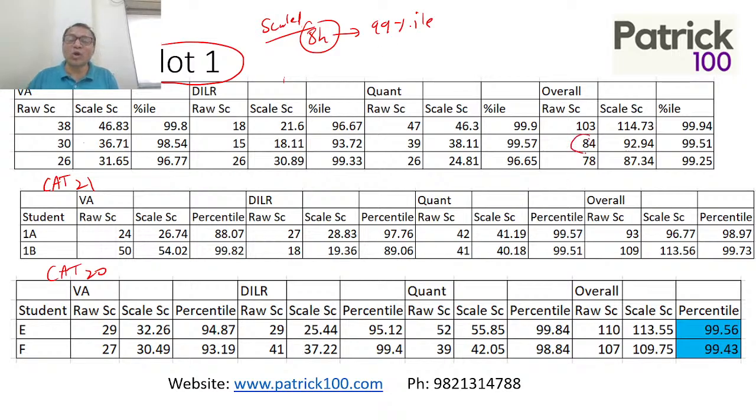For example, in slot 1, 84 marks was scored, but the scale score was 92. There was a scaling of almost 8.949 marks for the slot, and that resulted in 99.51. So a person who scored 84 actually scored 99.51. A person who scored 78 in slot 1 actually scored 99.25. Which means last year, if I look purely at slot 1, a score of around 75 or 76 marks would have given you 99 percentile. I mean, this is a raw score.